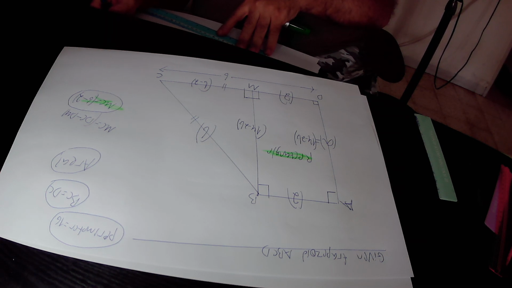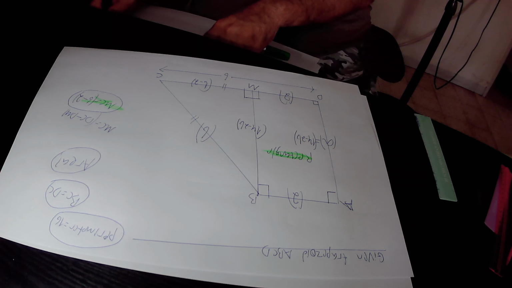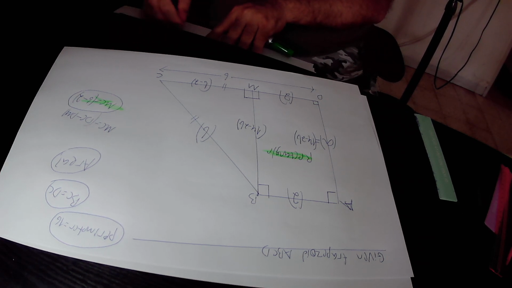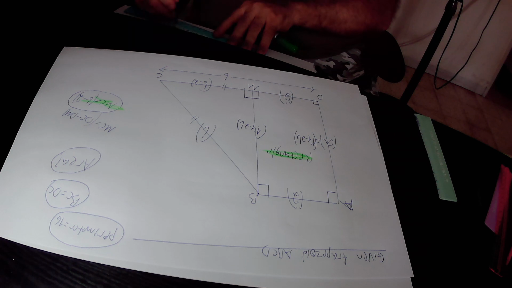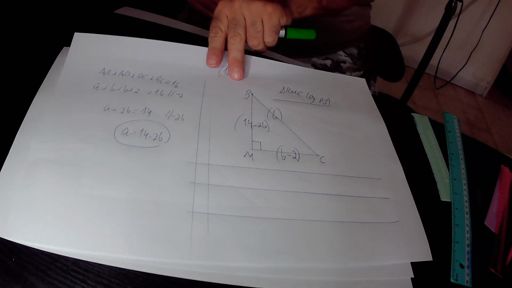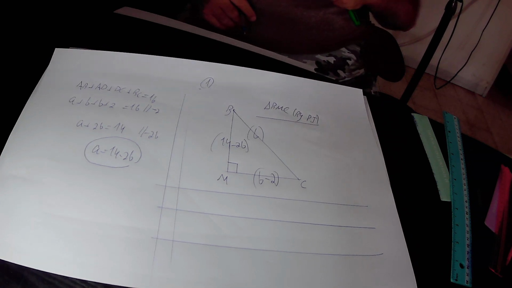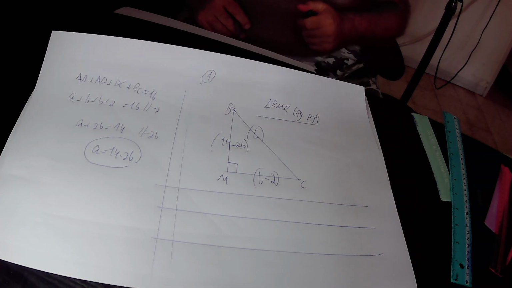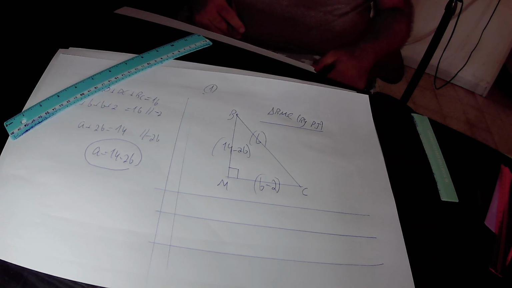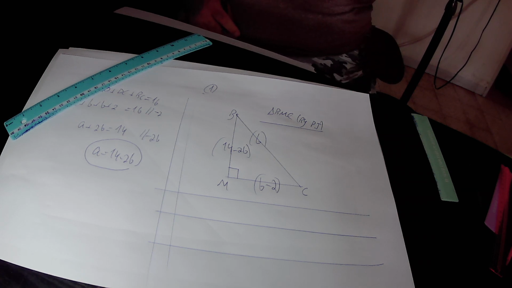Here is the evaluation for Pythagoras theorem. This is the right triangle BMC that I copied from the original drawing. According to the Pythagoras theorem, in this right triangle BMC, BC squared, that is the square of the hypotenuse, equals BM squared plus MC squared. So I'll write it down.